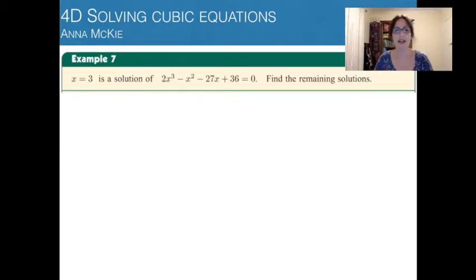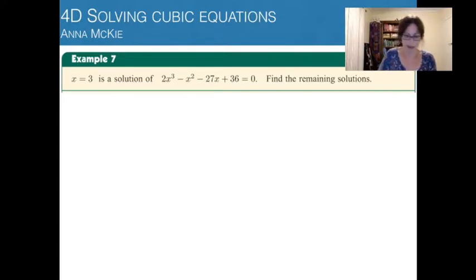So if you're told that x equals 3 is a solution to this cubic, find the remaining solutions. So just a reminder, what does it mean to be a solution? It means that if you were to substitute x equals 3 into this, the whole thing would equal 0. So that's one of the zeros, if you like, of this. So what do we do with that?